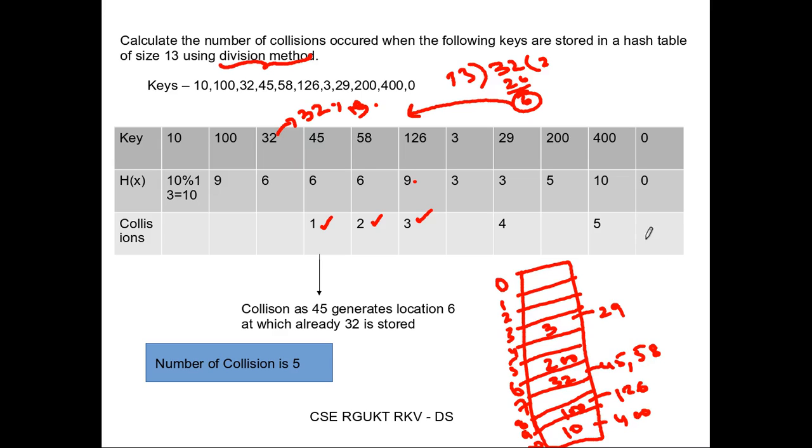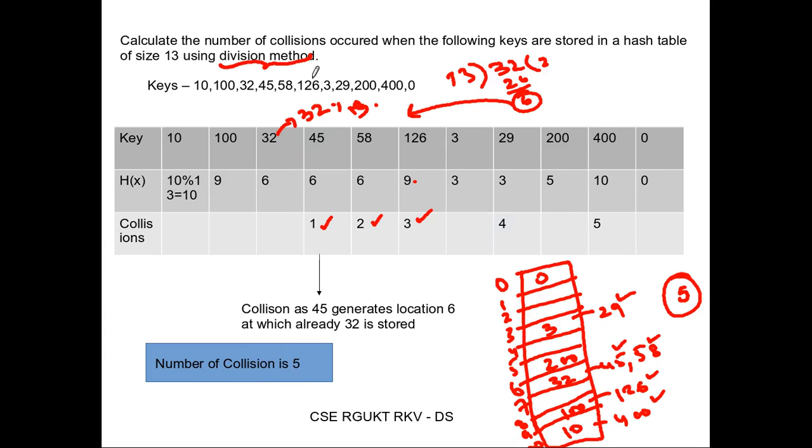Then 0 percentile 13 is 0, so 0 gets stored here. So how many collisions do we have? 1, 2, 3, 4, 5, so we have a total of 5 collisions. This type of question can be asked, to calculate the number of collisions using different methods.